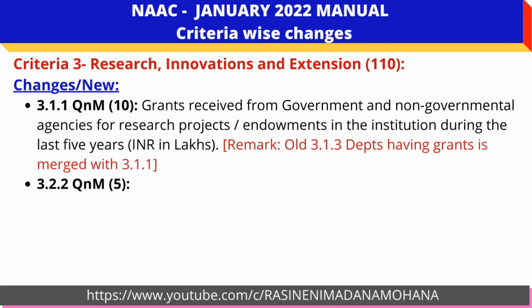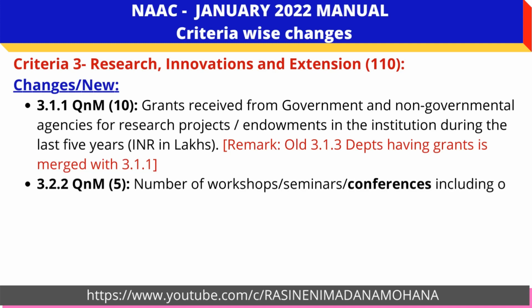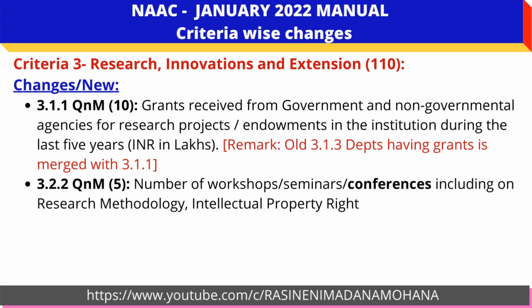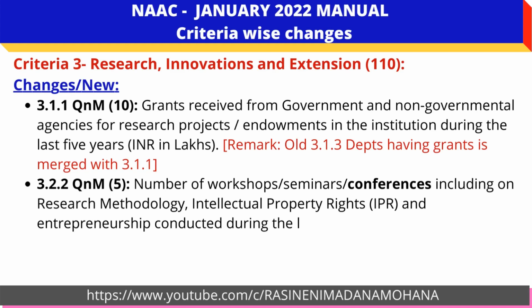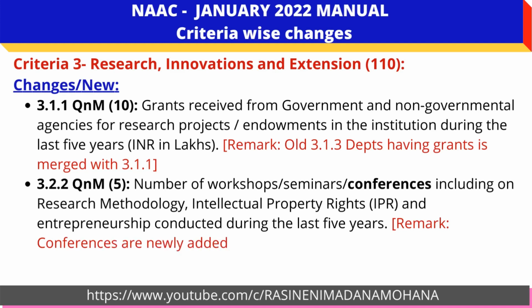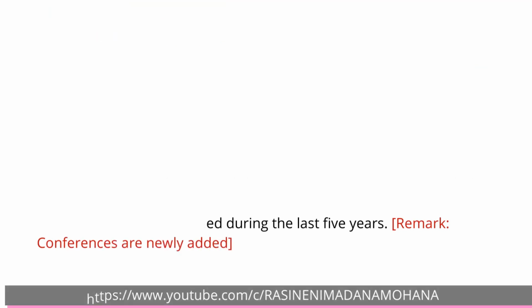Then the other metric 3.2.2, again quantitative, 5 is the weightage. This is old only. What is new here? This is the number of workshops, seminars, conferences, including on research methodology, intellectual property, and entrepreneurship. Earlier, only workshops and seminars were there. Now conferences are newly added, conferences related to research methodology, intellectual property rights, and entrepreneurship. This is the change here.